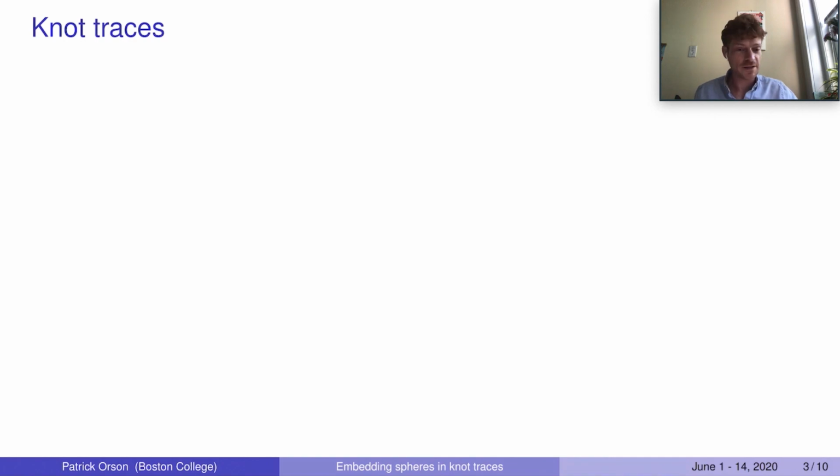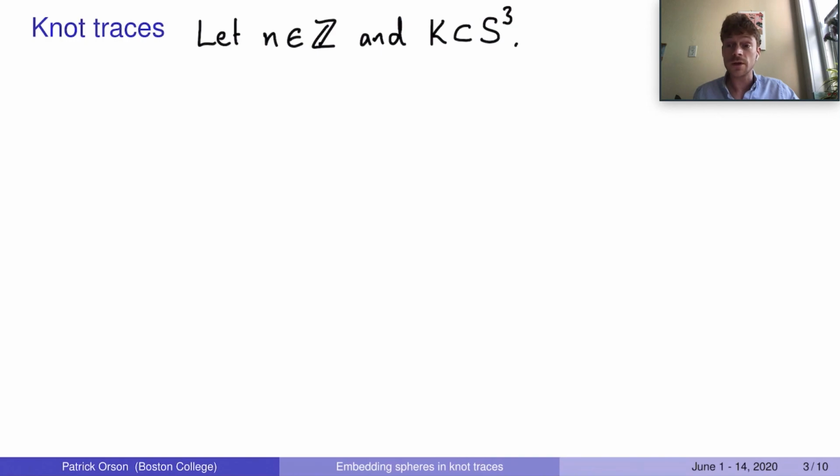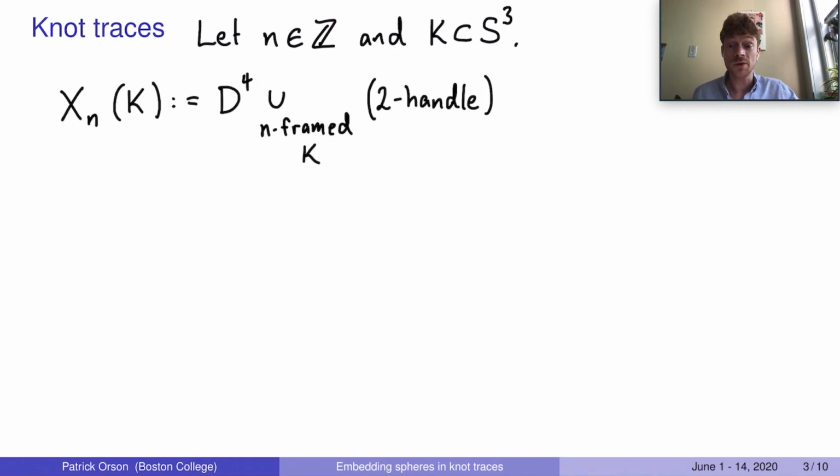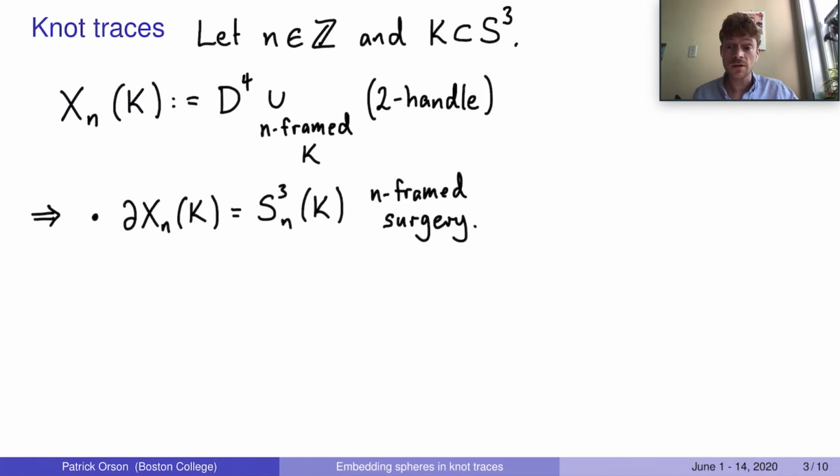Okay, so what's our X? We're going to fix a type of X that has not been considered before for this question. Knot traces. So fix an integer n and fix a knot in S3. A knot trace is where I take the four ball and glue a two handle to the four ball along the knot, with framing n. This is a pretty simple type of manifold. Attaching this handle has as its boundary the effect of doing surgery on the knot, a Dehn surgery. So the first thing to note is that you get the n-framed Dehn surgery on this boundary.